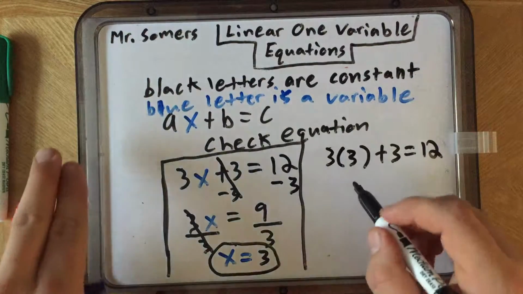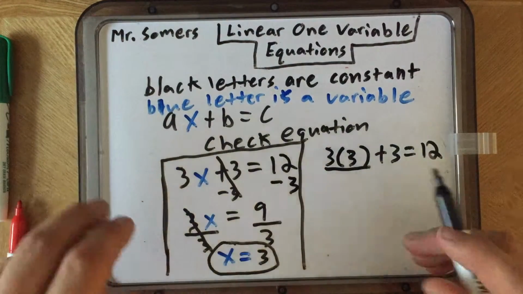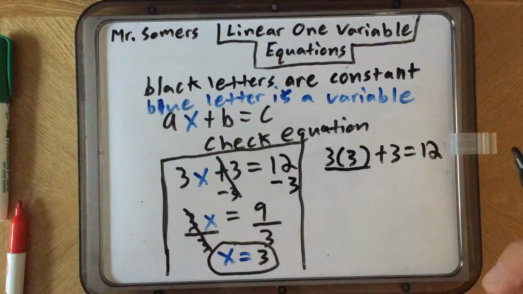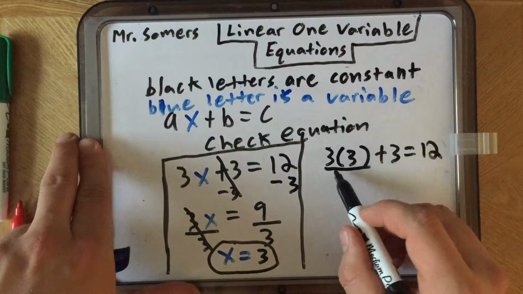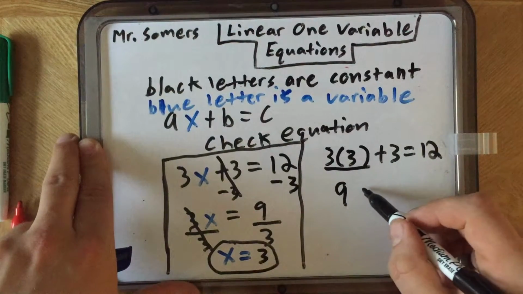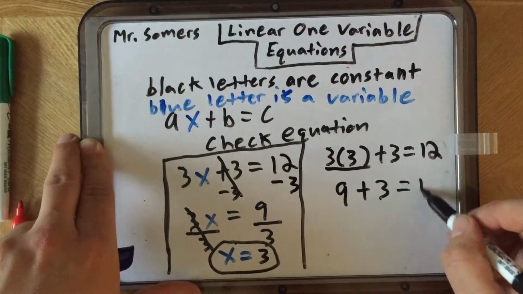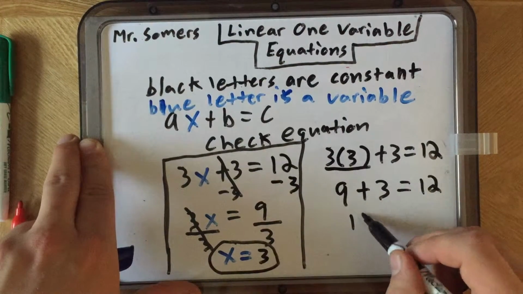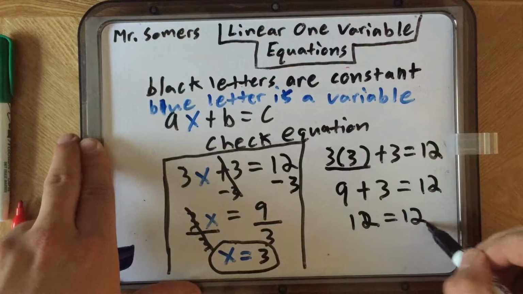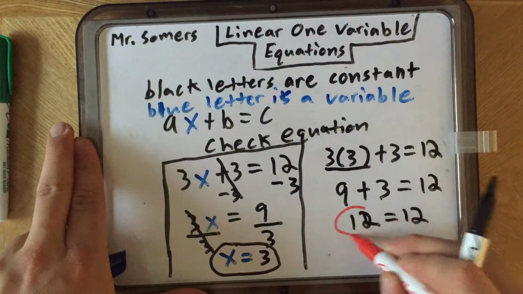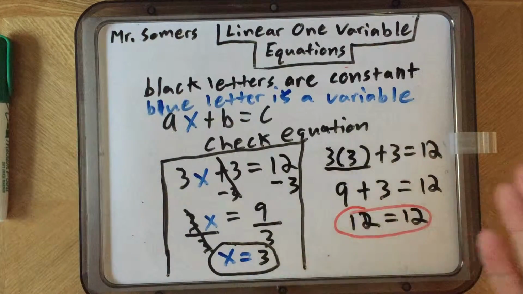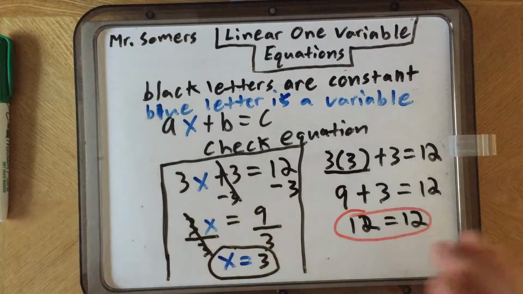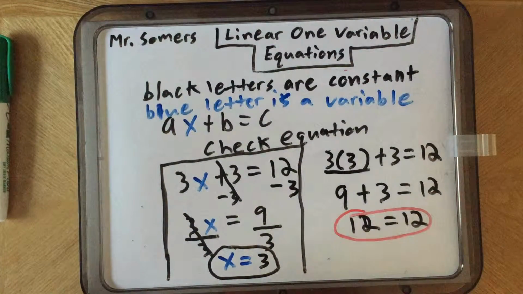So 3 times 3, we're going to start there. Order of operations, PEMDAS: parentheses, exponents, multiplication, division, addition, subtraction. The first thing we see is multiplication, so 3 times 3 is 9, plus 3 equals 12. Now let's see, 12 equals 12. That is true, and now we know our equation is real. It means something. It's not just a false equation, and we have some validity to that.